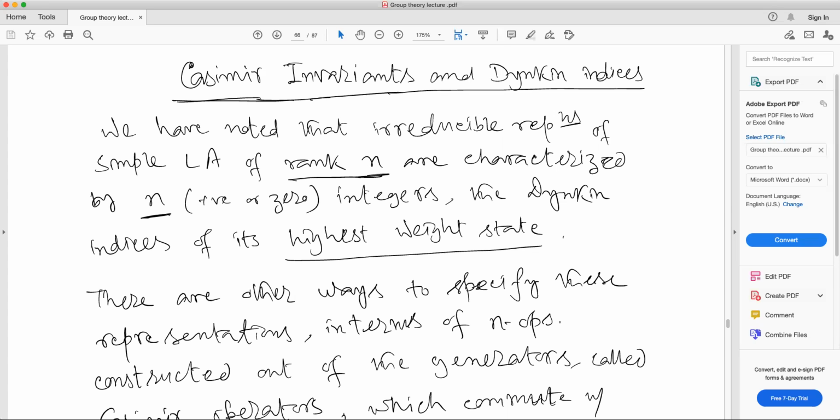Will the Casimir variance and the Dynkin indices. So we have noted that representations of a simple algebra of rank n are characterized by n positive or zero integers. So the indices of these are basically constituting the Dynkin indices of its highest weight state.